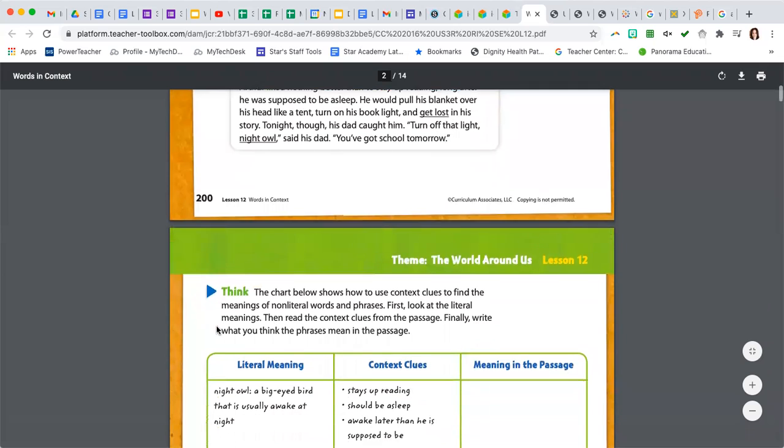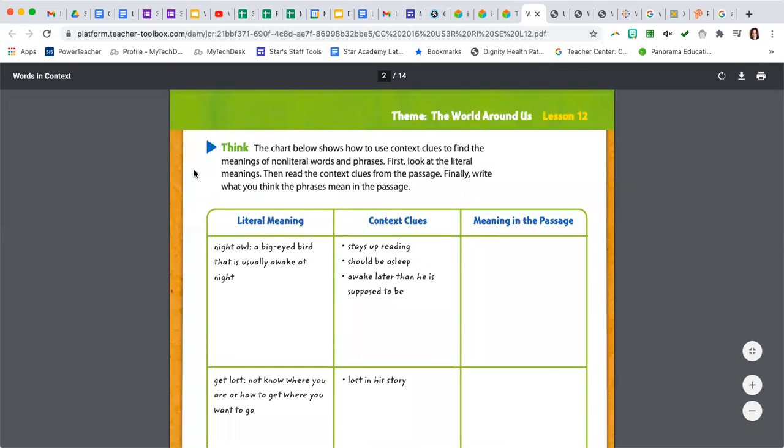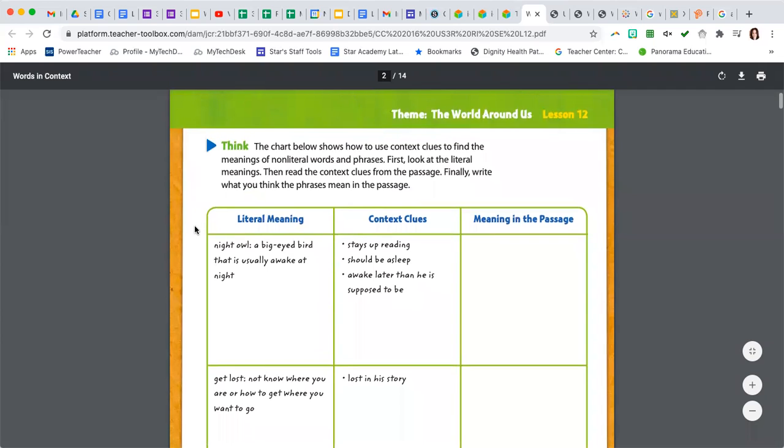So let us now take a look at page 201. Again, green word here. This time it's think. The chart below shows how to use context clues to find the meanings of non-literal words and phrases. First, look at the literal meanings or the usual meanings. Then read the context clues from the passage. Finally, write what you think the phrases mean in the passage.